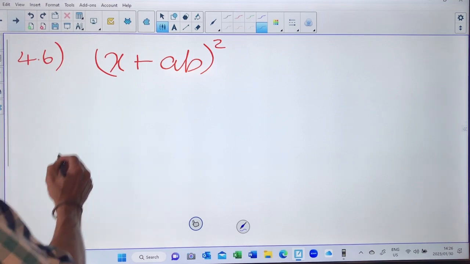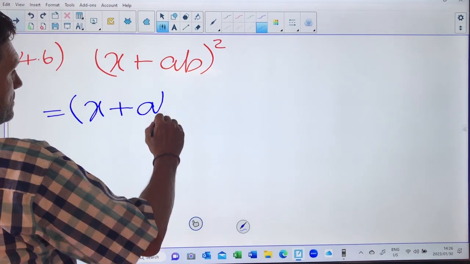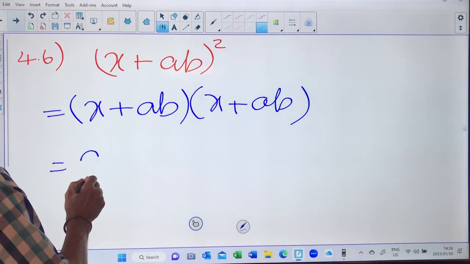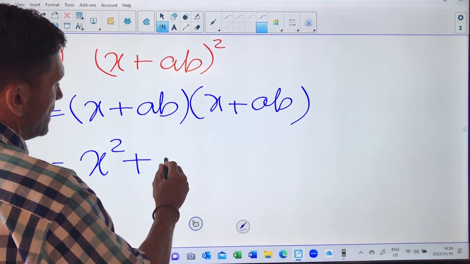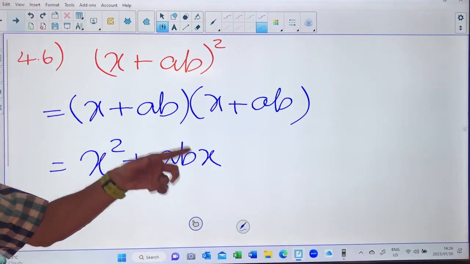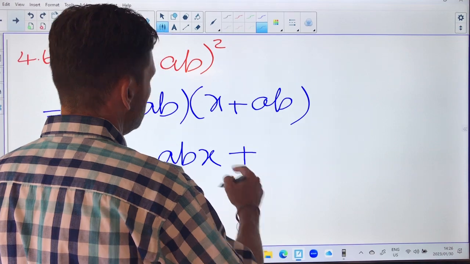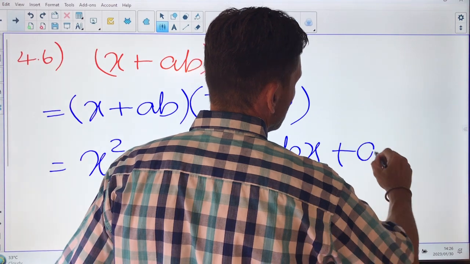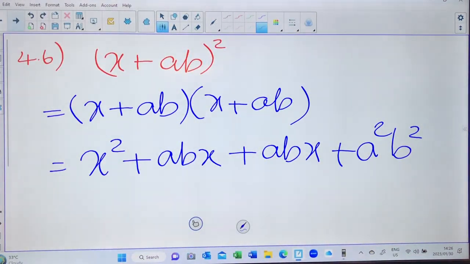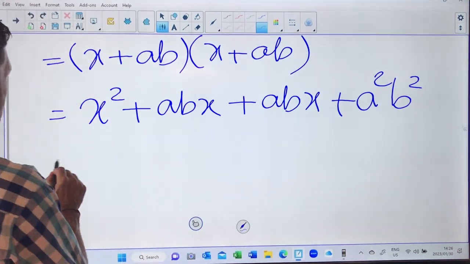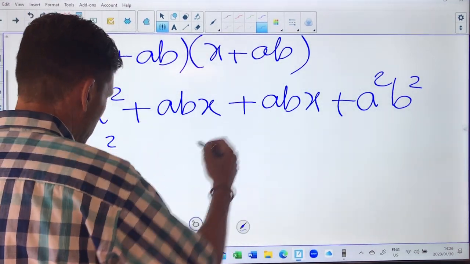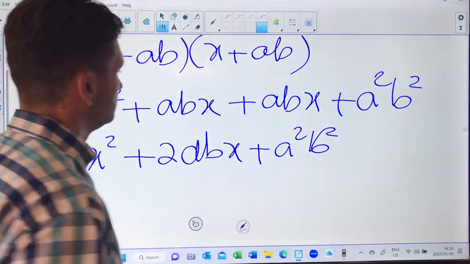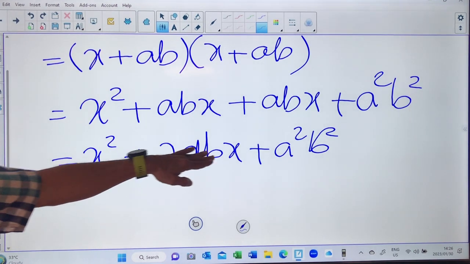Same as with this one, we're going to write out the brackets twice. x plus ab, x plus ab. x times x is x squared, x times ab, abx or xab, but having it in alphabetical order is just easier. Then multiplying these two will give us another abx, multiplying those two will give us a squared b squared. Now we can add the two middle terms, but no sign changes. It's one of these plus another one of those will give us 2 of exactly what we started out with. Nothing changes here. No power change. We're not multiplying.